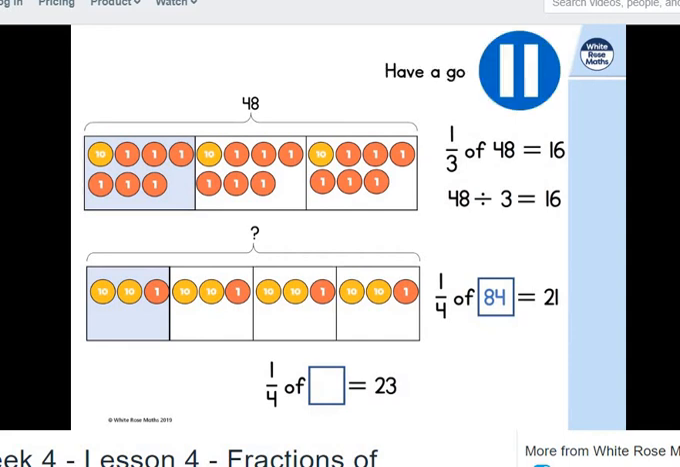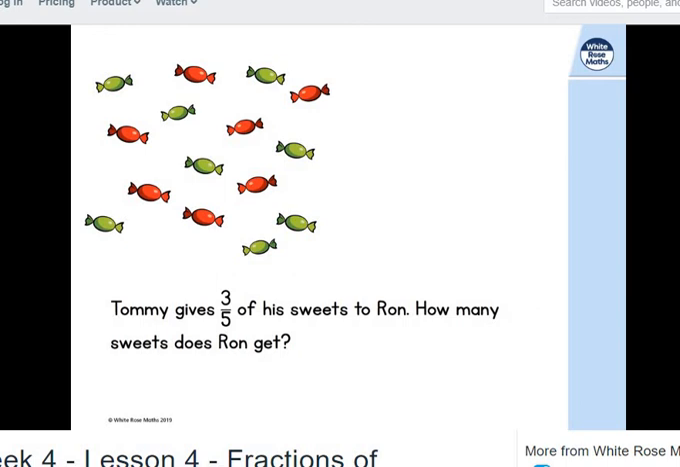Have a go at this one. A quarter of blank equals 23. Did you get it? The answer you should have got was 92. Similar story to what we had before.